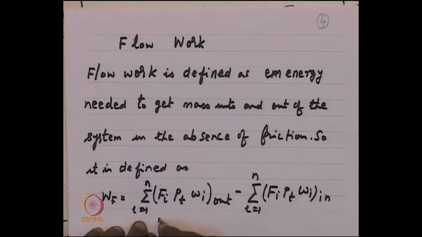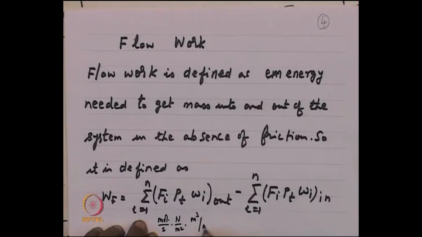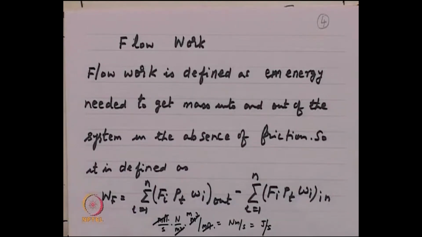So, let us say F is moles per time, and pressure is newtons per square meter. Specific volume is cubic meter per mole. So, the moles cancel off, and it is meter squared times meter cubed per meter, so it is newton meter per second, which is joule per second, which is watt. So, essentially it is energy per unit time.